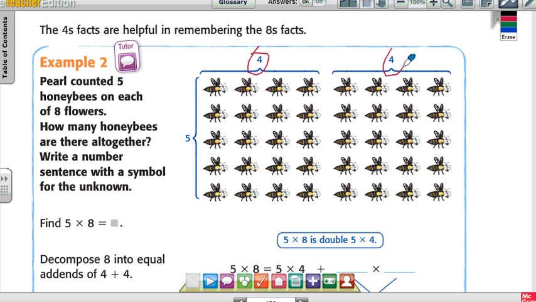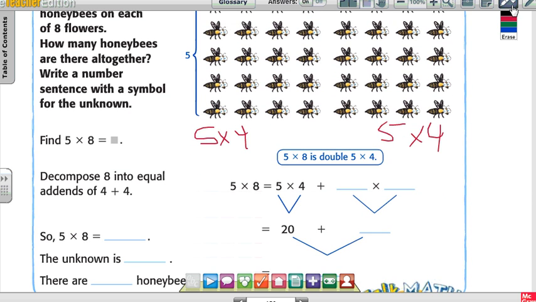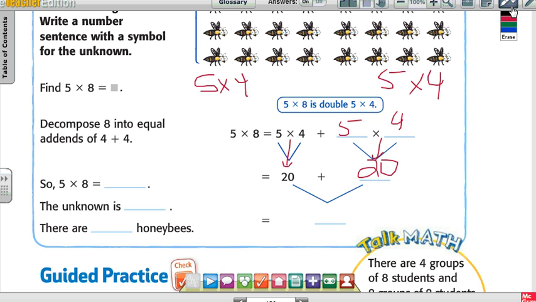4 and 4. So now I have 5 times 4 and also 5 times 4. So they went 5 times 4 plus 5 times 4. 5 times 4 is 20. 5 times 4 is also 20. And they added 20 and 20 is? 40. So I know that 5 times 8 is 40. So the unknown is going to be 40. So how many bees altogether? 40.